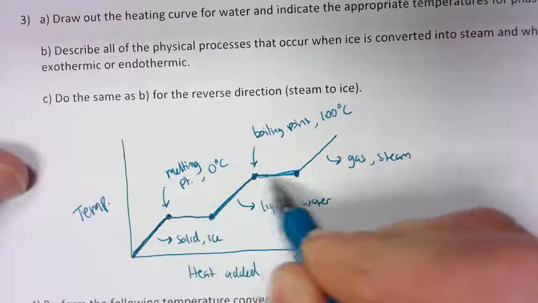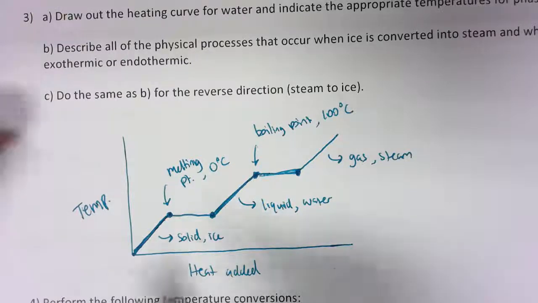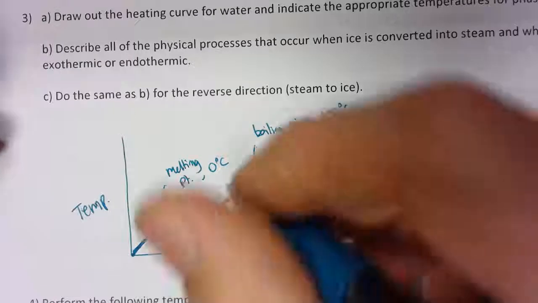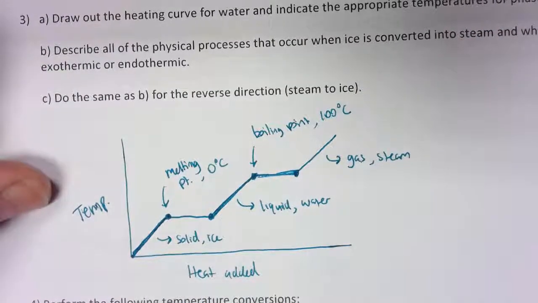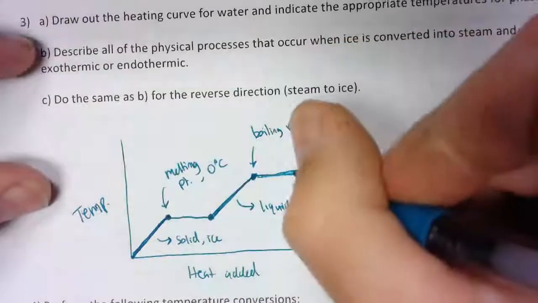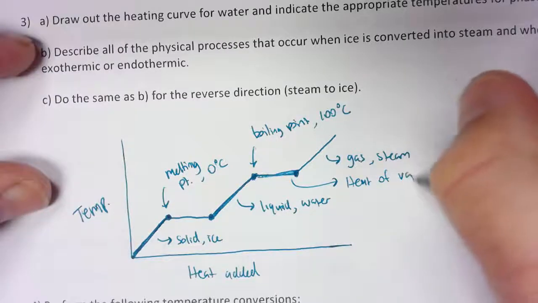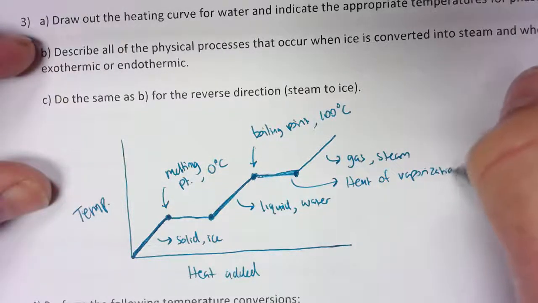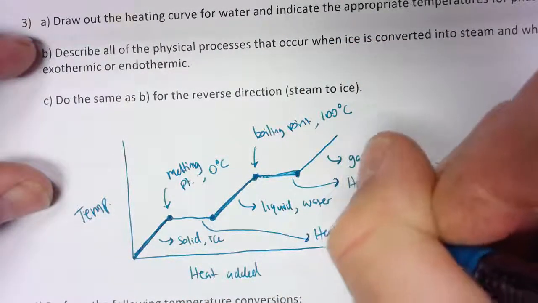Notice how these are flat lines. That means that they do not change in temperature. We can continue adding heat, but the temperature doesn't go up. These flat lines are known as the heat of vaporization on this one. So this is heat of vaporization, and this one over here, heat of fusion.